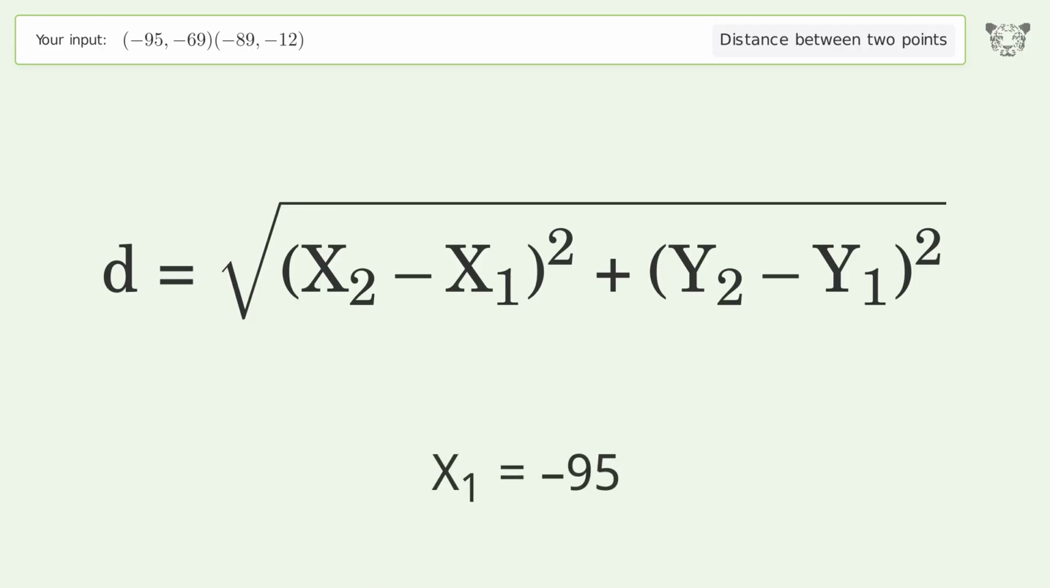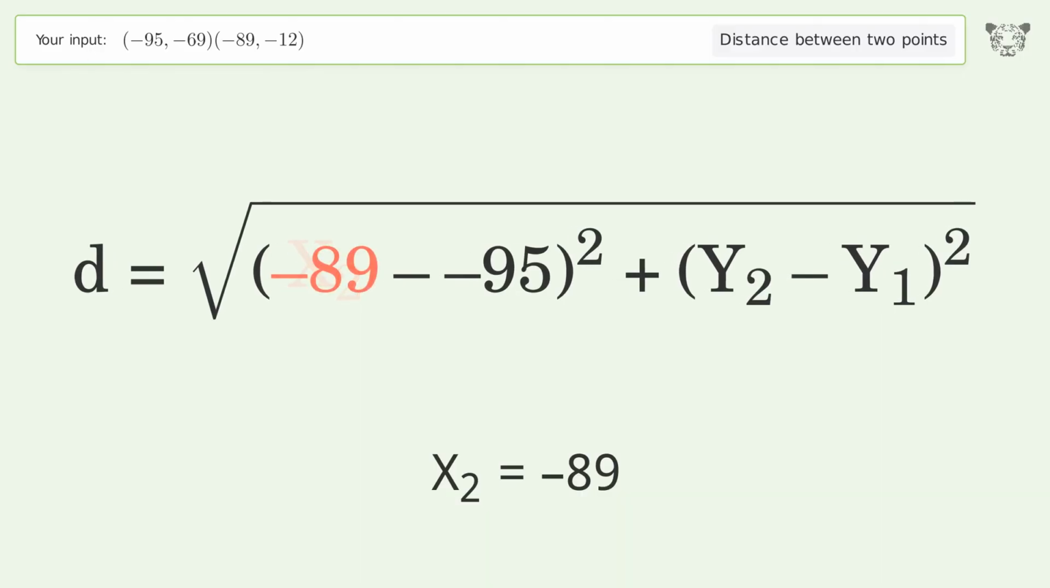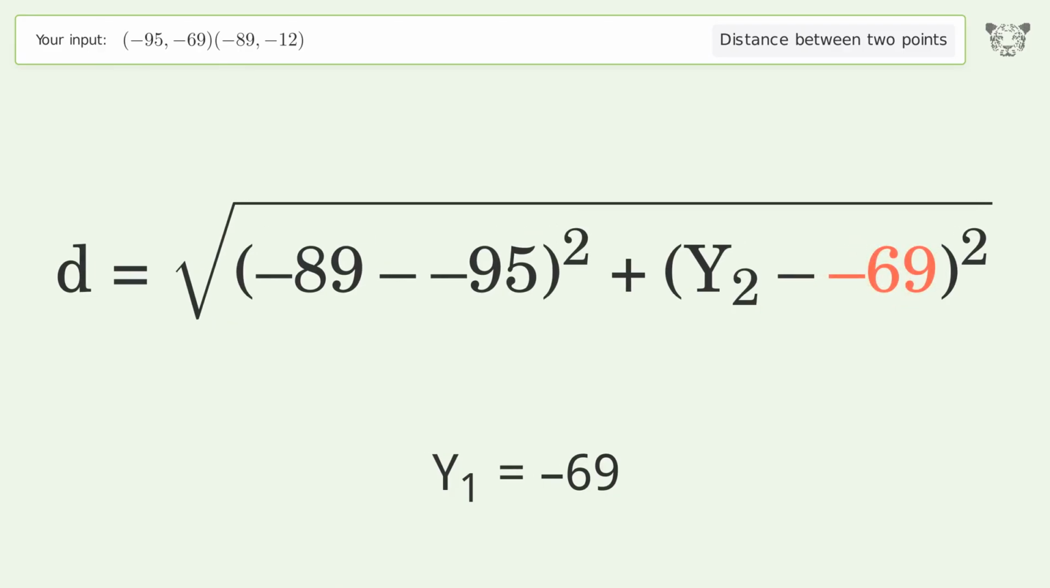x1 equals -95. x2 equals -89. y1 equals -69. y2 equals -12.